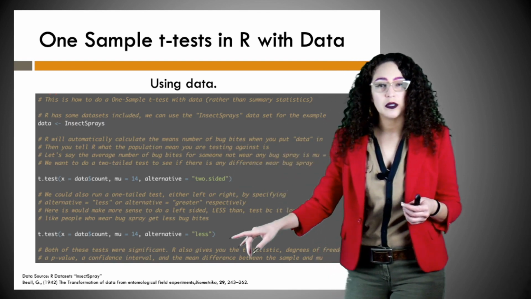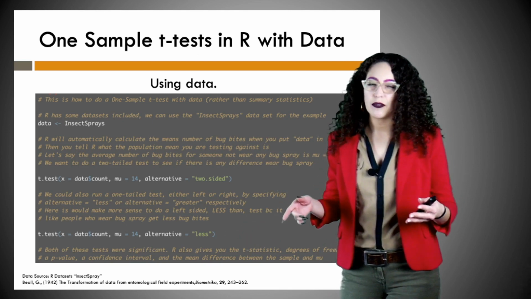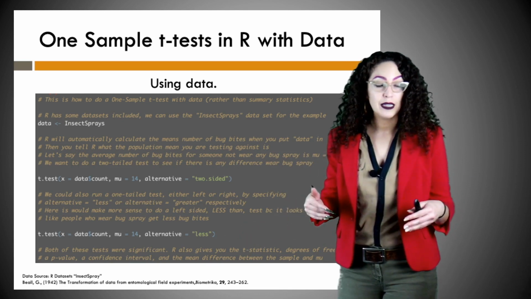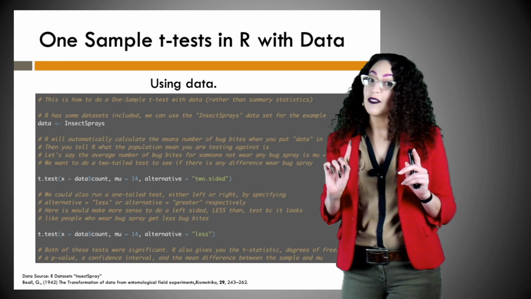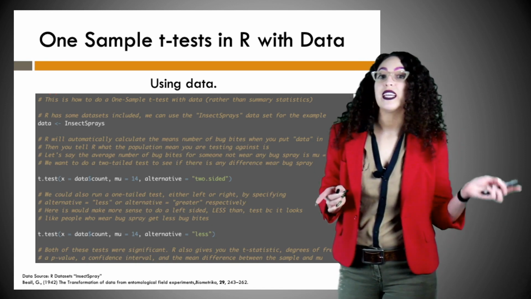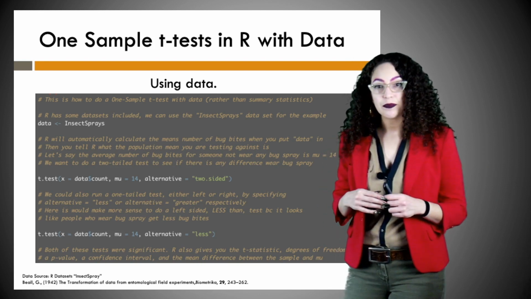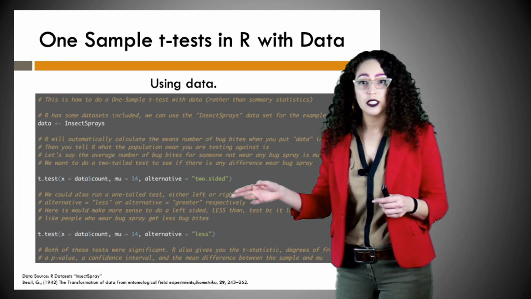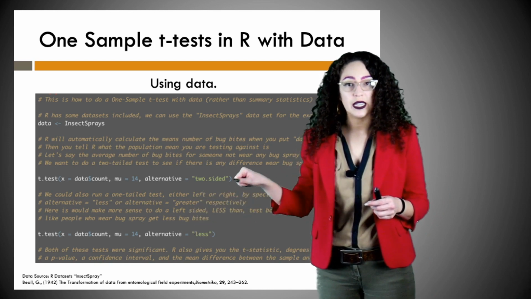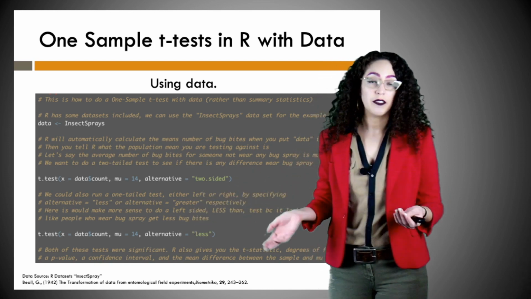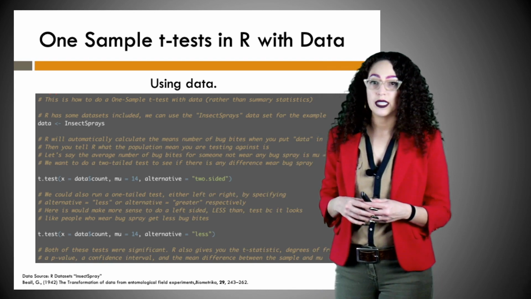Now real quick, this is how you would do a one-tailed, because we would think that if you're spraying bug spray, you should have less than 14. So what kind of test would that be? So one-tailed, but is it left or right? It would be a left tail, because it's a less than. So you just tell R, instead of the alternative being two-sided, I want the alternative to be less. You could also tell it greater if you wanted to do a right-handed one-tailed test.